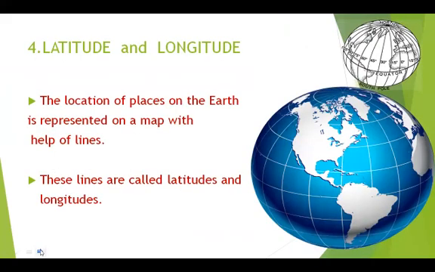And the next element is latitude and longitude. You have already learned the concept about the lines of latitude and longitude. Here we will discuss the importance of these imaginary lines on the map. The location of places on the earth is represented on a map with the help of lines, and these lines are called latitude and longitude.